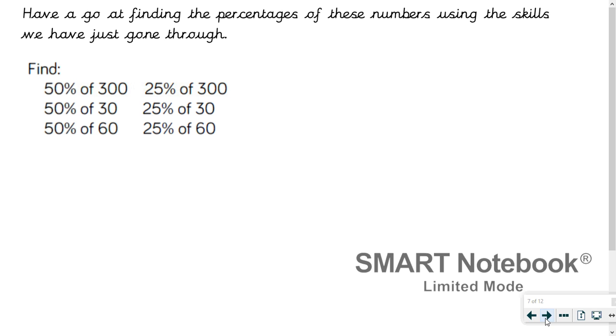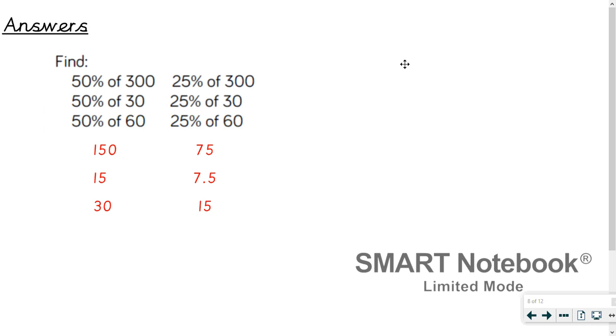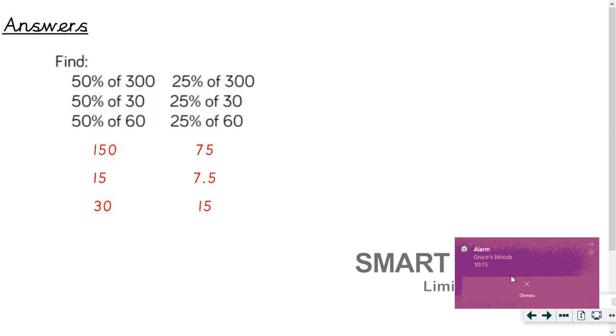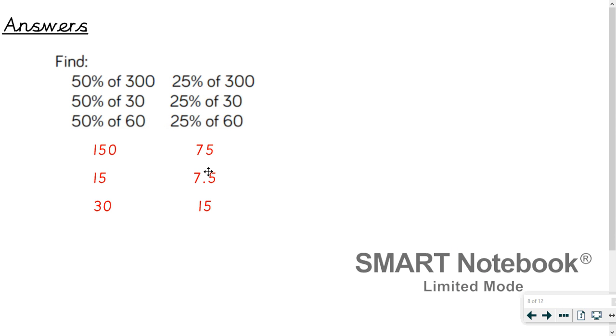Brilliant, let's get ready then. 50% of 300, so a half of 300, is 150. 50% of 30 is 15, 50% of 60 is 30. 25% of 300 is 75, 25% of 30 was 7.5. Hopefully we got that one. It's a little bit tricky because it goes into decimals. And 25% of 60 is 15.